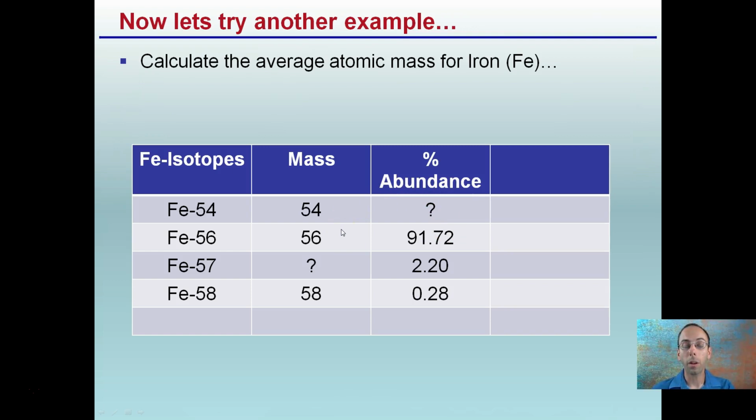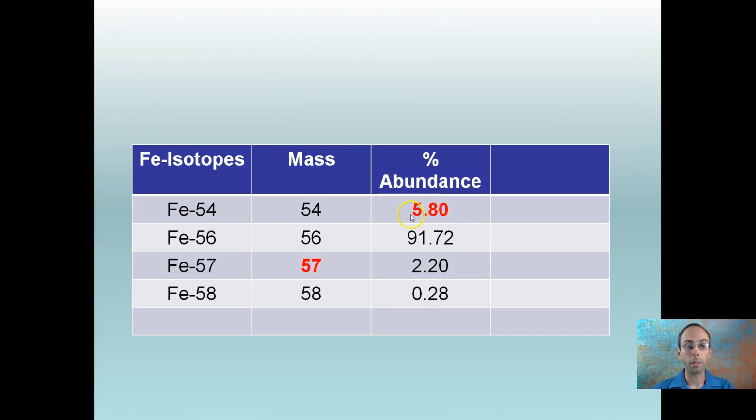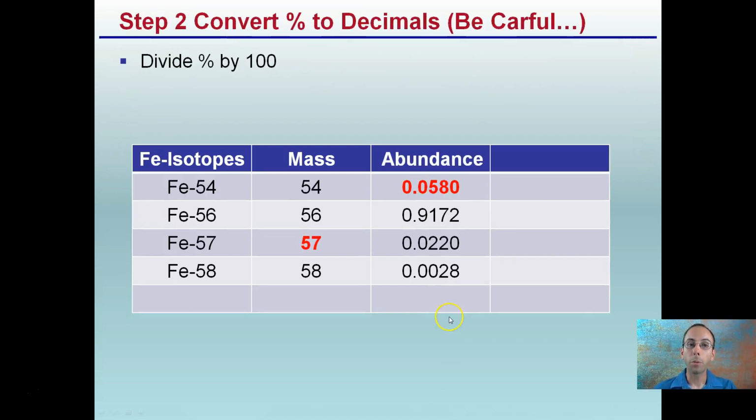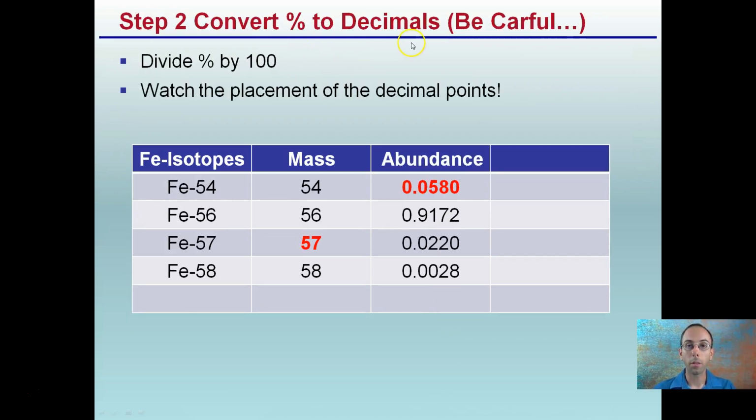The percent abundance, we have to remember what I said earlier. These all have to add up to 100. So even though I don't give you the percent or expect you to memorize it, if we add these all up and subtract from 100, we can figure out that percent. As we see here, step 1 is to fill in the gaps. 57 is the isotope number provided, and 5.80% needs to be calculated by adding up all the other percents and subtracting from 100. Continuing on, step 2 is to convert the percents to decimals.